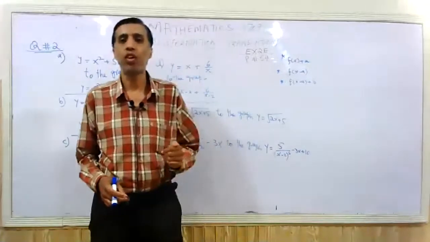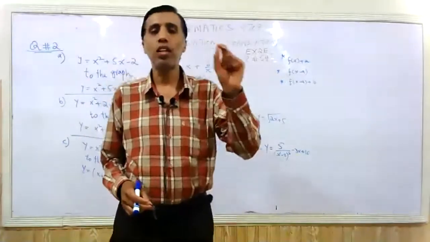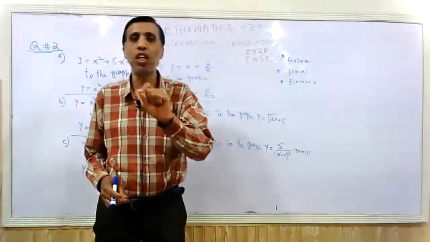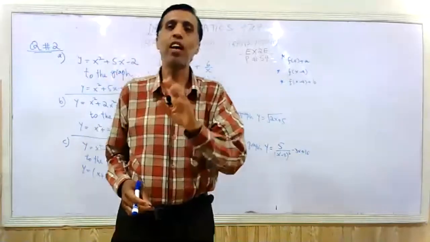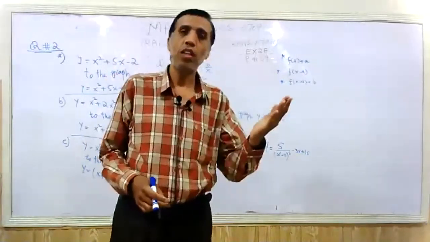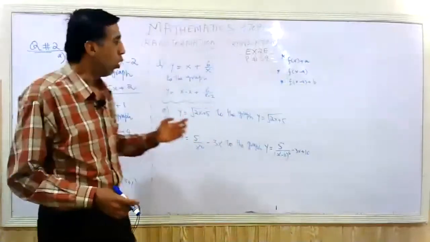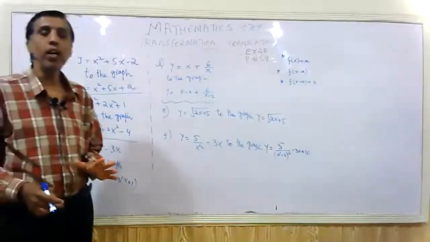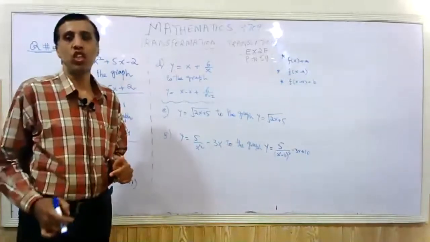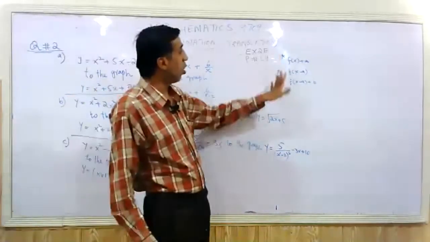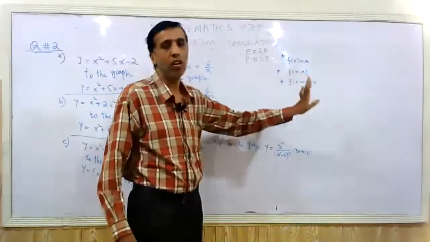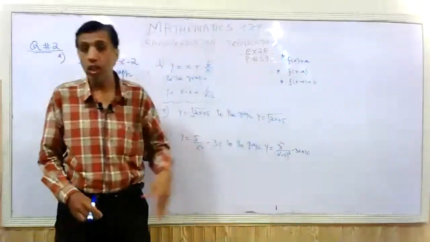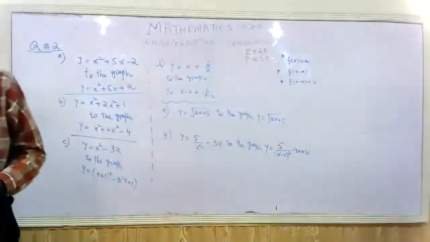Second type of question. Yesterday we did the object equation and translation was given, and we found the image equation. Now, object and image equation are given. We have to find its translation. I have written here the laws, the first, second, and third law. All three laws will be used here.